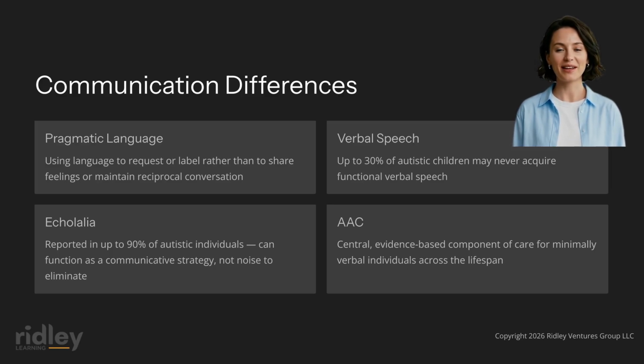Prosodic differences, meaning atypical pitch, intensity, and rate, contribute to the perception of stilted or robotic speech in autistic speakers and are increasingly measurable using natural language processing methods that complement clinician-rated observations.